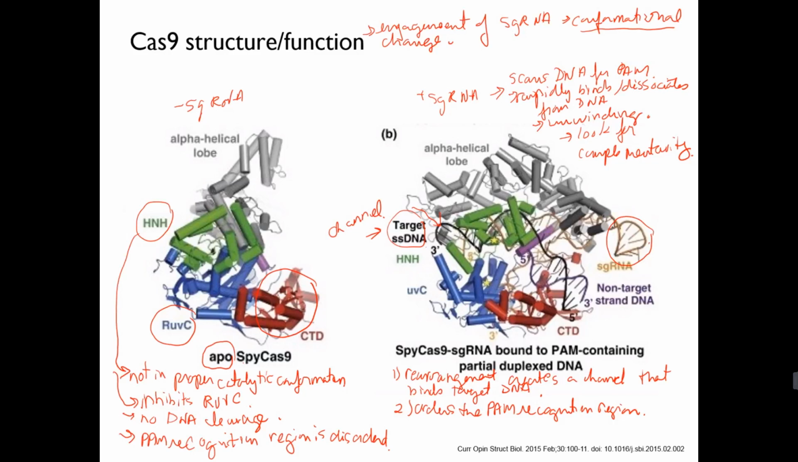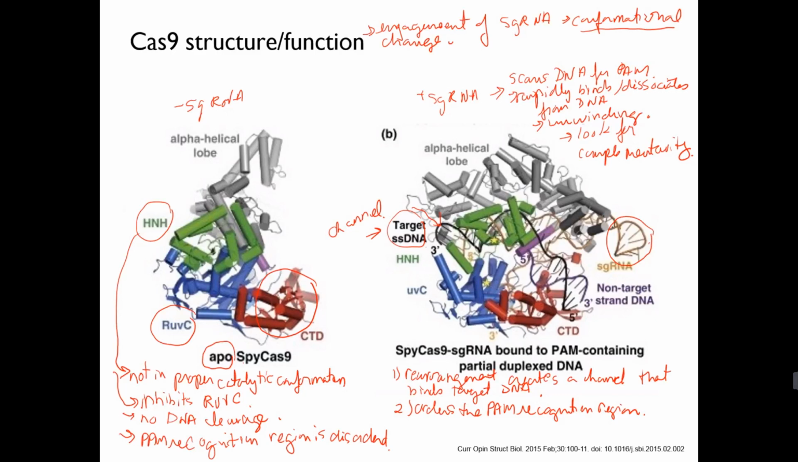Okay, so we interrogate the sequence to see whether it's complementary to the guide. If it is, we get extensive unwinding such that we have annealing over the 20 nucleotides of the guide. This then causes conformational changes, and what those conformational changes do is they position the nuclease domains for cleavage.